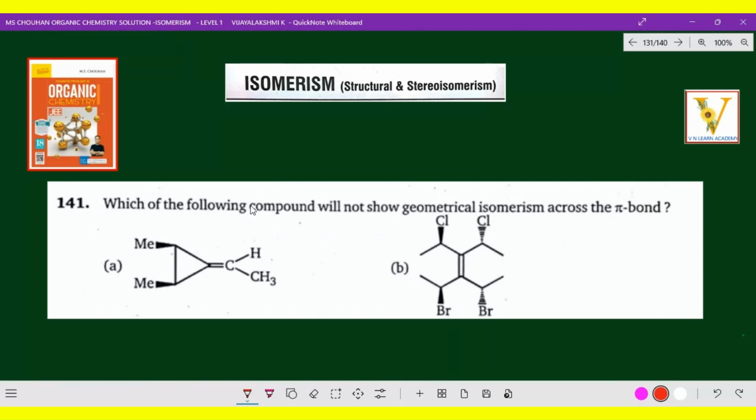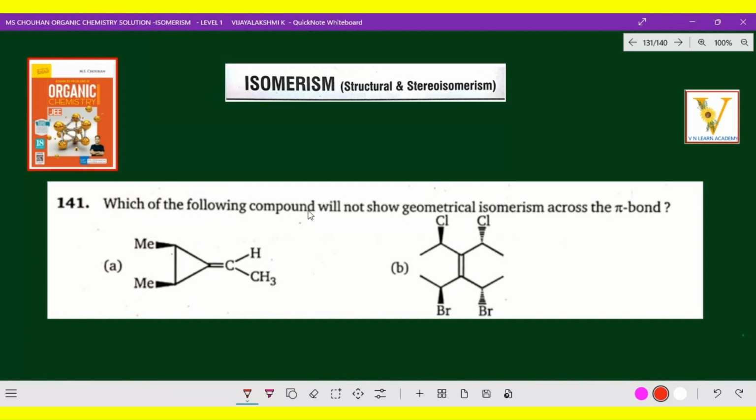Hello students, today we are going to see some more interesting and important questions from MS Chouhan sir's Organic Chemistry Isomerism Level 1, the questions from 141 to 150. Come on, let us discuss. These 10 questions are related to geometrical isomerism and how to identify geometrical isomerism from these options. That is the main idea. Let us discuss the first question.